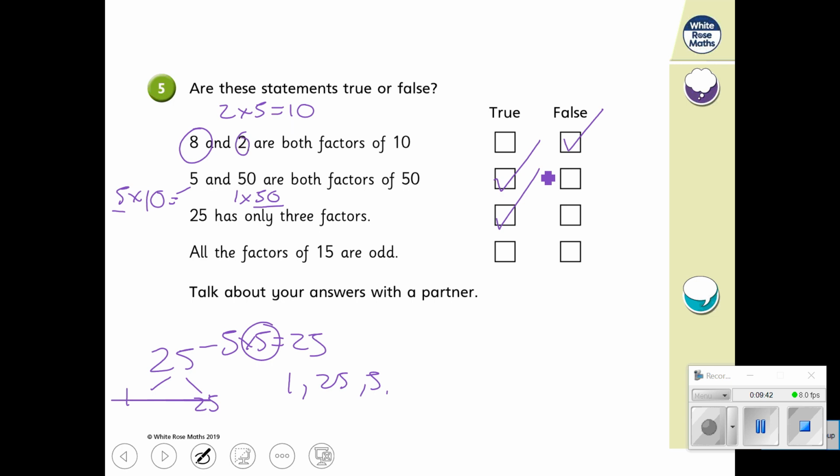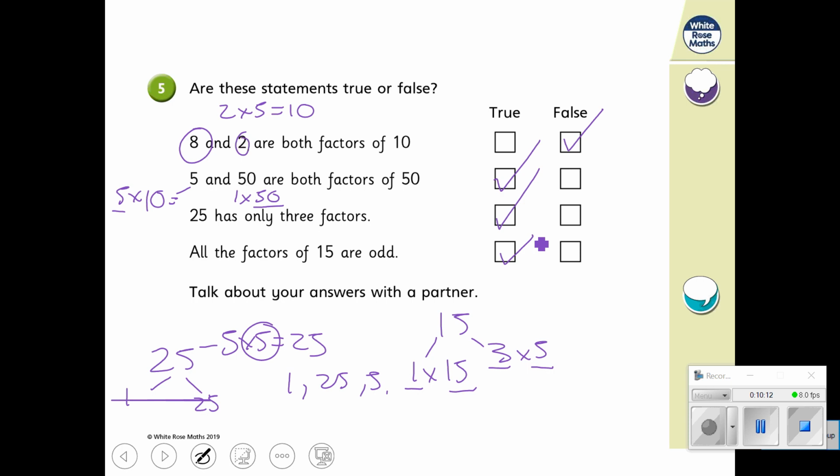And all the factors of 15 are odd. Well, the only way we can work out if this is true or false is by doing it. So 15 has got factors of 1 and 15. 2 and anything? No. 3 times 5. 4 and anything? No. 5 times 3, and so on. So basically, yes, it's true. All the factors are odd.